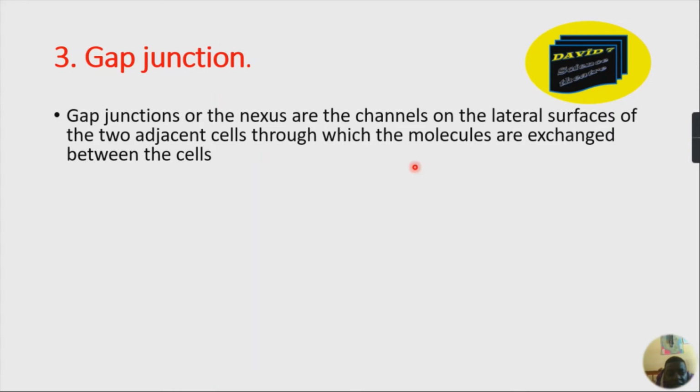Gap junctions or the nexus, we usually call this a nexus, are the channels on the lateral surfaces of the two adjacent cells through which the molecules are exchanged between the cells.